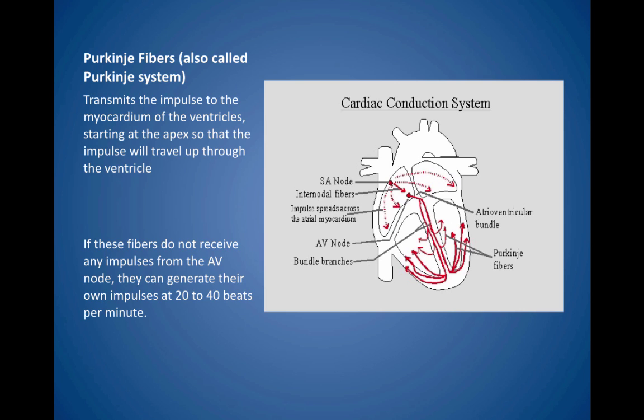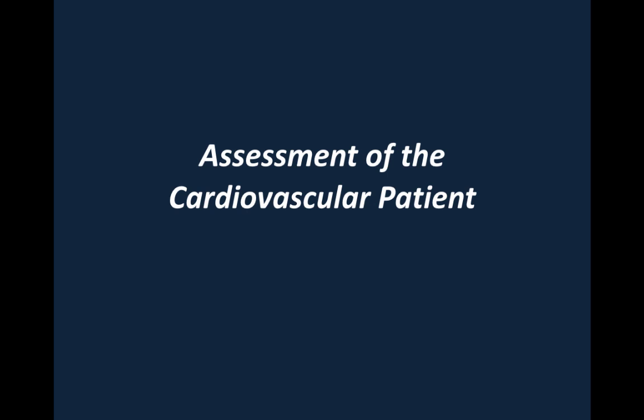the SA node's not working and the AV node's not working, or they're not receiving those impulses, then it'll set its own pacemaking rate, and that'll be 20 to 40 beats per minute. And then at that point, usually the patient, if they weren't previously, is extremely symptomatic. So, speaking of symptomatic, we'll move into the assessment of the cardiovascular patient.